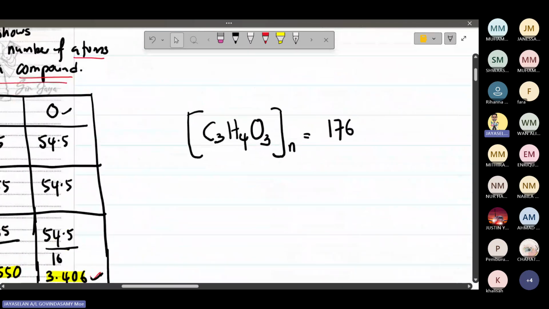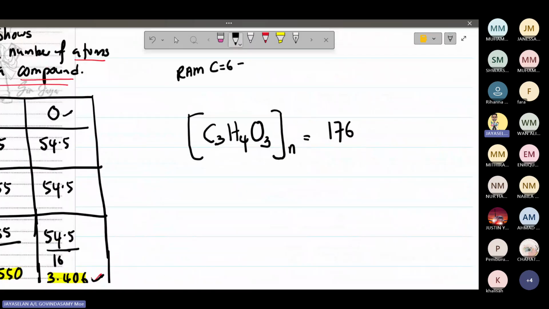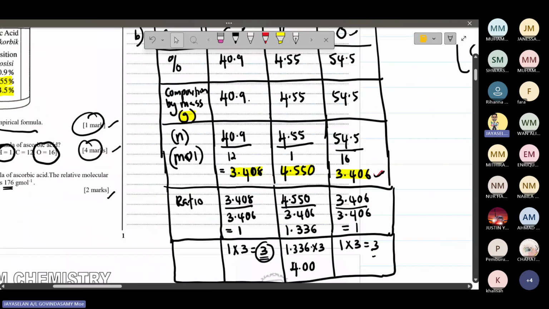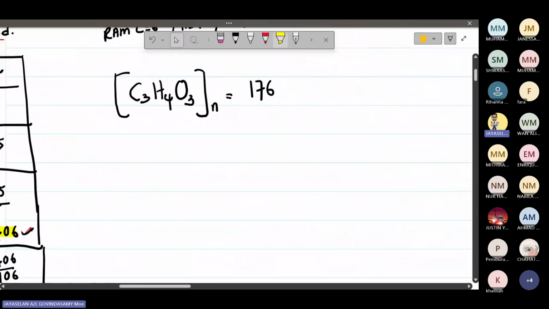Okay, now you do what? In this empirical formula, you apply RAM. RAM of carbon 6. Hydrogen is 1. Oxygen is 16. It will be given in your exam, in the question paper it is already there, up here. Okay, apply only. Okay, how to apply, sir? I don't know how to apply.